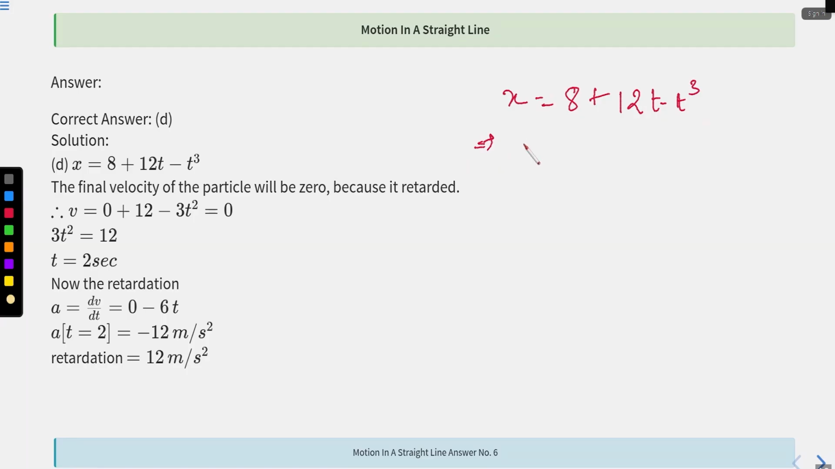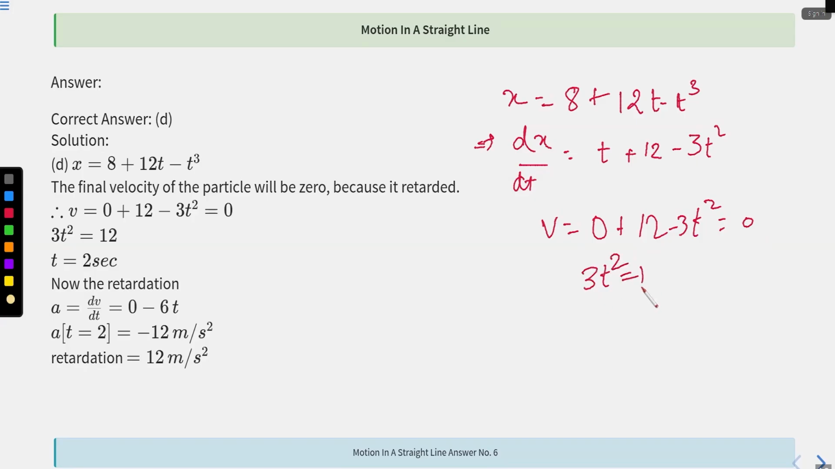What we have to do is, they have told the final velocity, so it's dx by dt. Calculate the differentiation. The differentiation over here is 0 plus 12 minus, let this 3 come down, 3t square. Now they have said that dx by dt is 0. So v equals 0 plus 12 minus 3t square equals 0. 3t square equals 12. t square equals 4. So t equals 2 seconds.